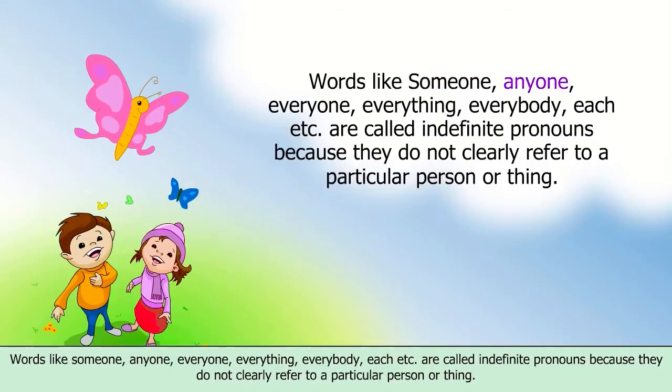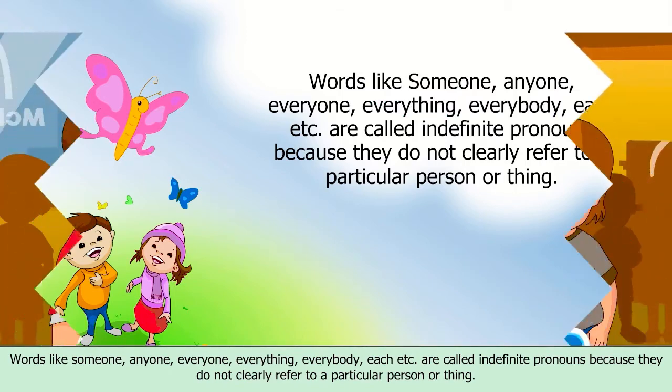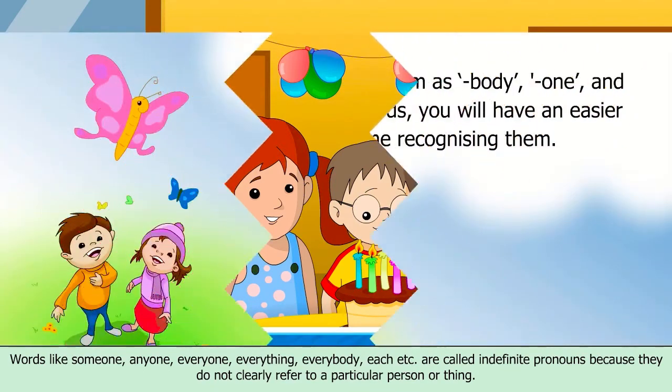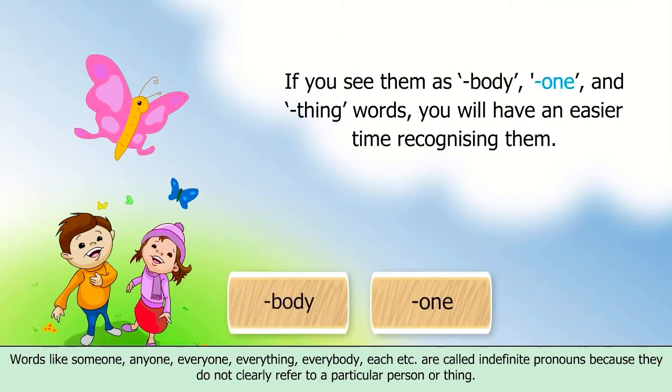Words like someone, anyone, everyone, everything, everybody, each, etc. are called indefinite pronouns because they do not clearly refer to a particular person or thing. For example, everyone is enjoying the party. Here the pronoun everyone is not referring to a particular person in the party who is enjoying, hence it is indefinite. If you see them as body, one, and thing words, you will have an easier time recognizing them.